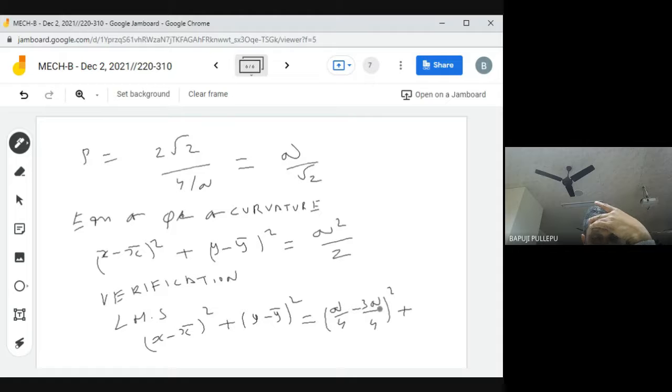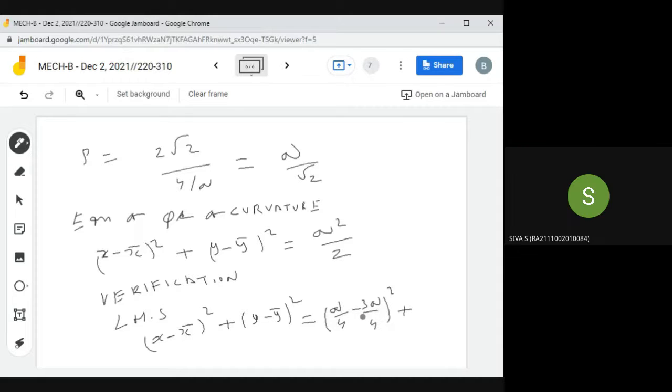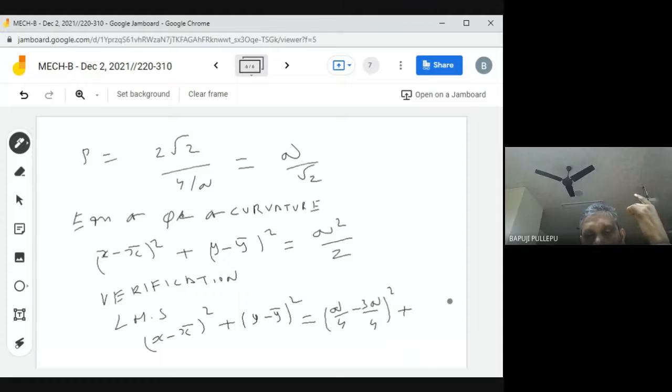Sir, a by 4 minus 3a by 4 is 2a by 4. Correct, minus, sir. It is minus a by 2, but because we square it, it becomes plus. a by 2 whole square means what? a square by 4. Am I correct or not? Correct, sir. So this will also be a square by 4. If I simplify y minus y bar, correct? I am skipping actually. I am writing a square by 4.